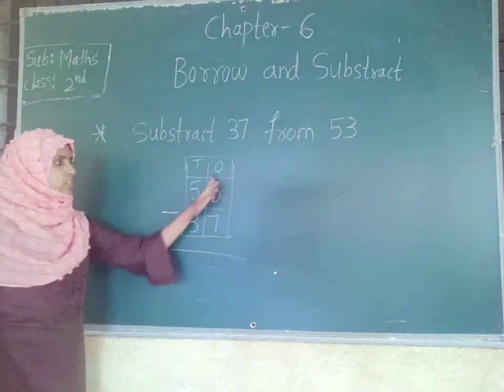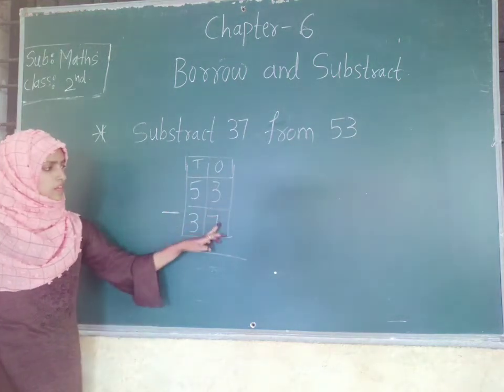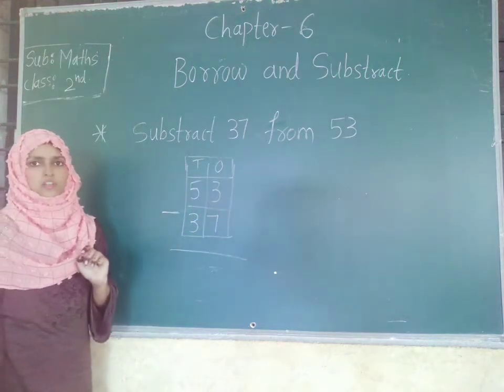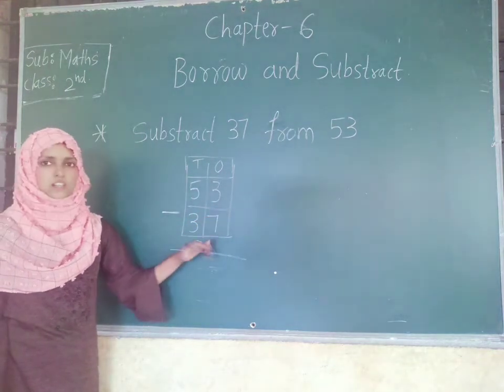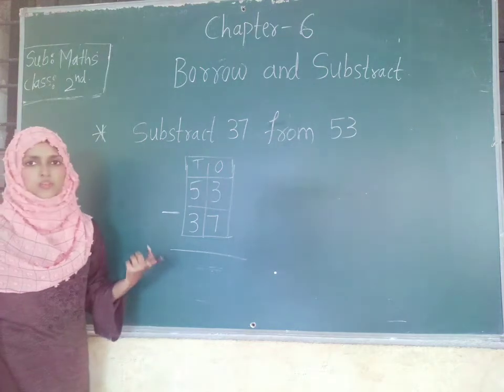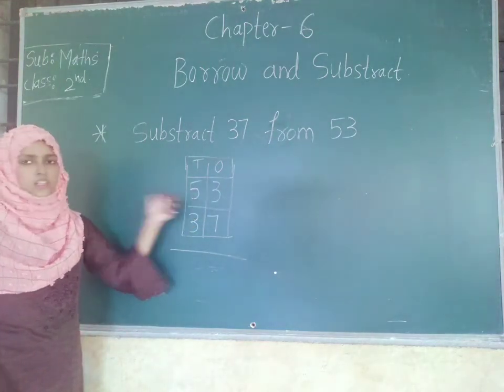So children, in ones place we have 3 and 7. So now tell me, 3 minus 7 is equals to how much? So children, we cannot subtract this 3 with 7 because 3 is less than 7. So what you will do? We need to take one borrow. We need to regroup this next digit.